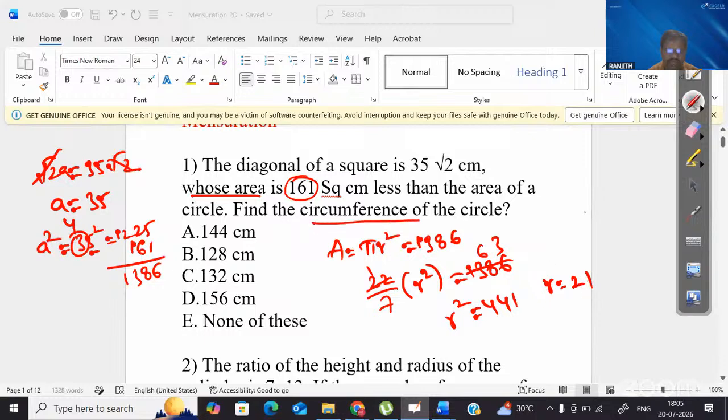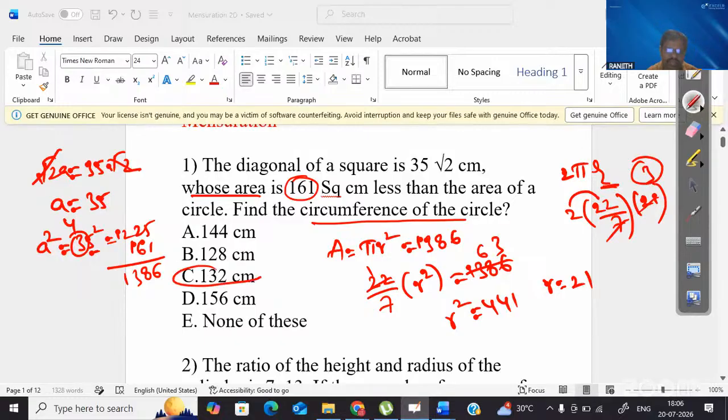What is the circumference of circle? 2 pi r, where 2 pi r equal to 2 into 22 by 7 into 21, where r equal to 21. 7 ones are 7, 7 threes are 21. 2 into 22 equal to 44. 44 into 3 equal to 132. So the answer equal to 132.